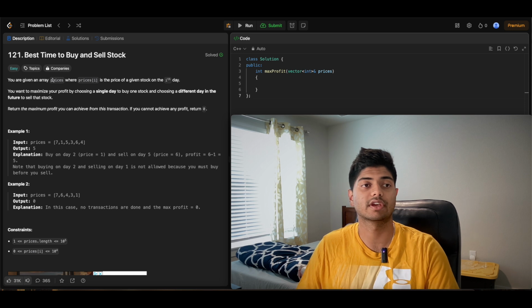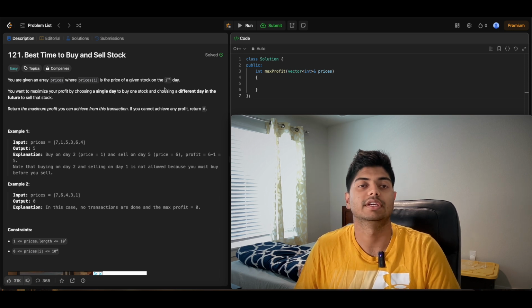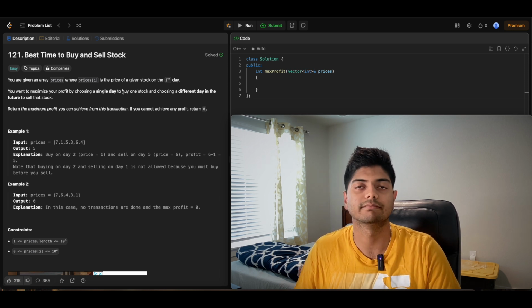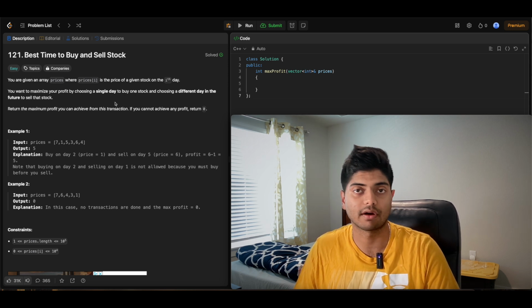So essentially you're given an array of prices where each index is representing a day and the price is the price of a given stock at that day. And so essentially you want to return your answer as the max profit that you can achieve.